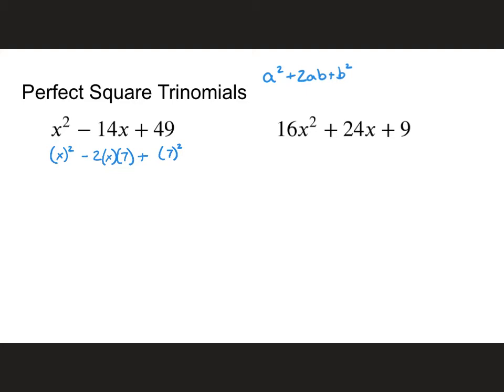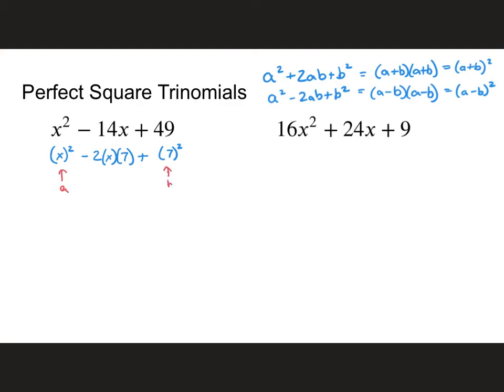So again, a squared plus 2ab plus b squared, or you could also have it with a minus sign there. If it's written in this form, then we can factor it down to a plus b times a plus b, or in the second example with that minus 2ab, it could be a minus b times a minus b. And again, if we wanted to simplify those down, we could use exponents. That's perfectly okay. So once I look at my equation and I can identify a and I can identify b, then this equation is very easy to factor. I get x minus 7 times x minus 7, or x minus 7 squared.